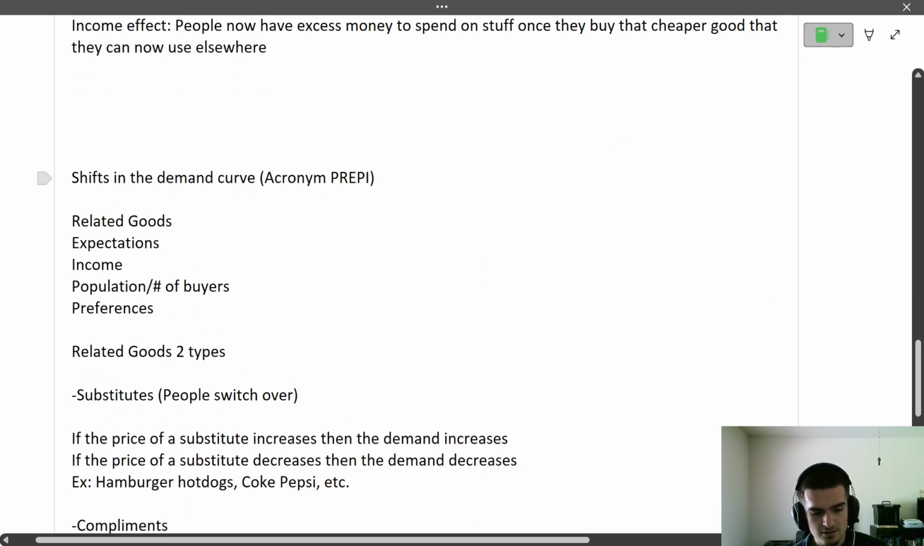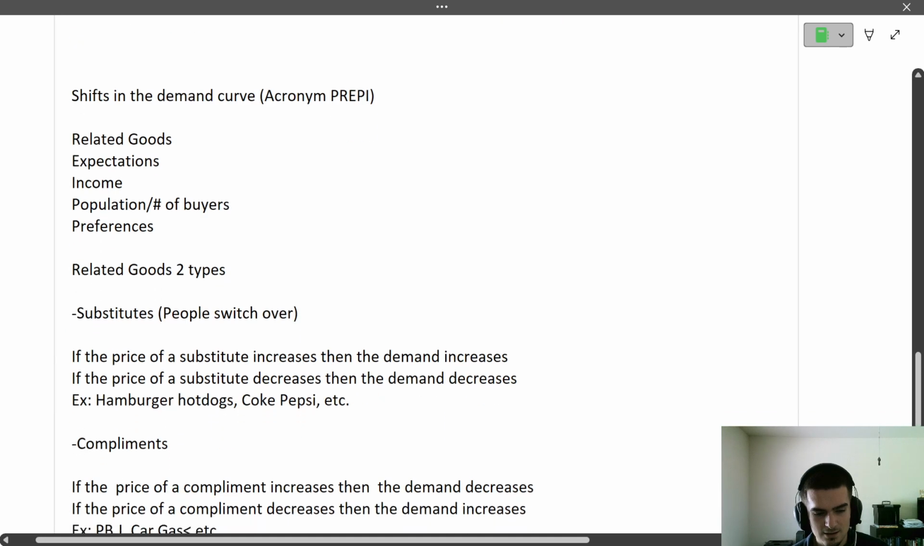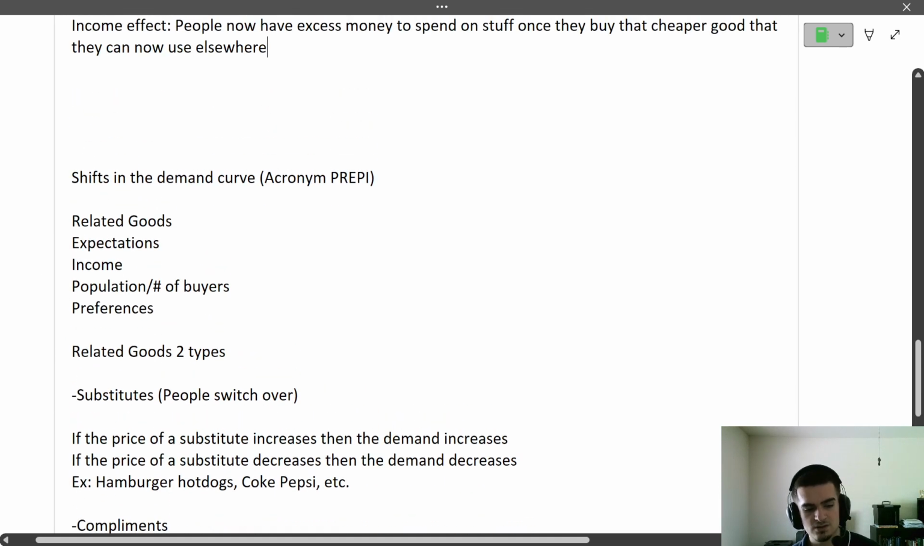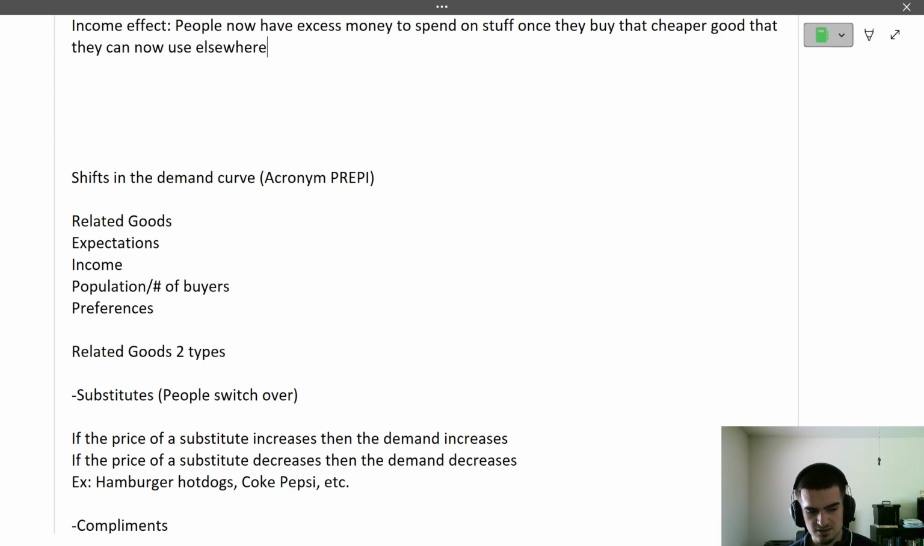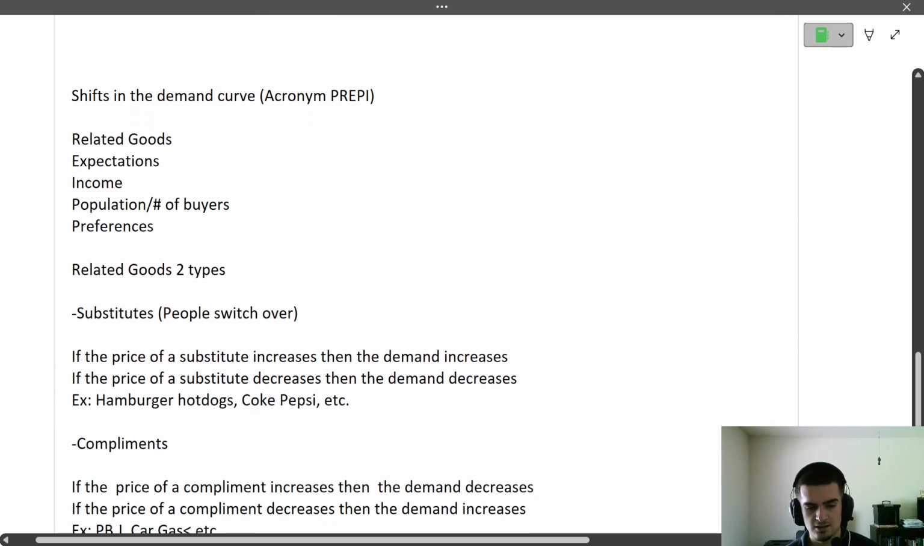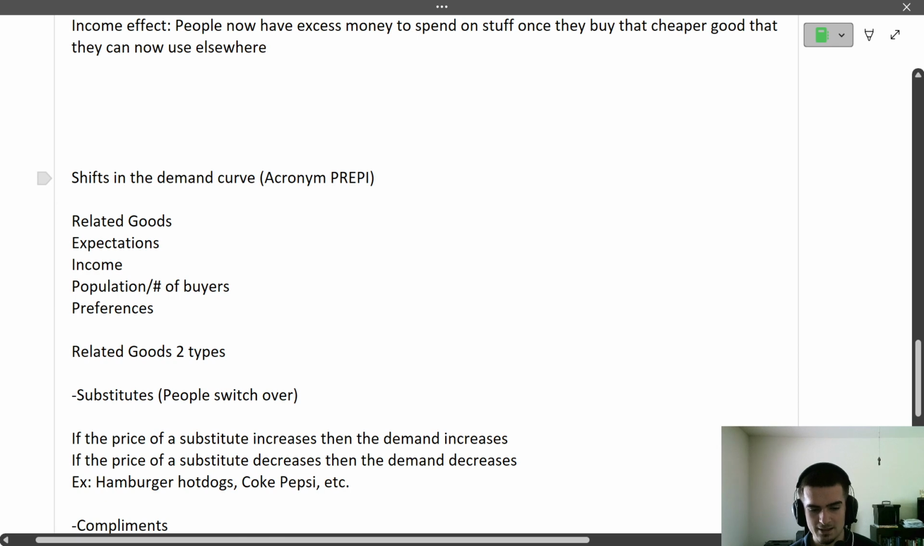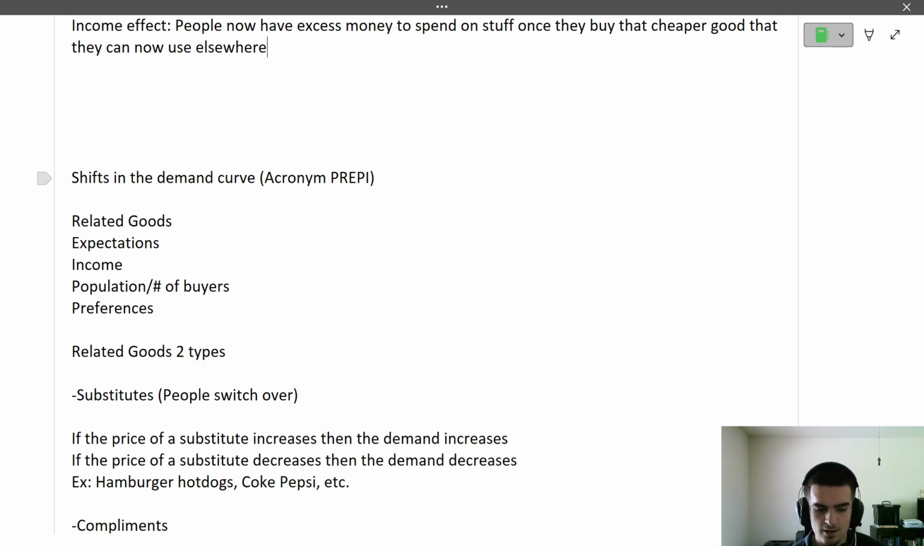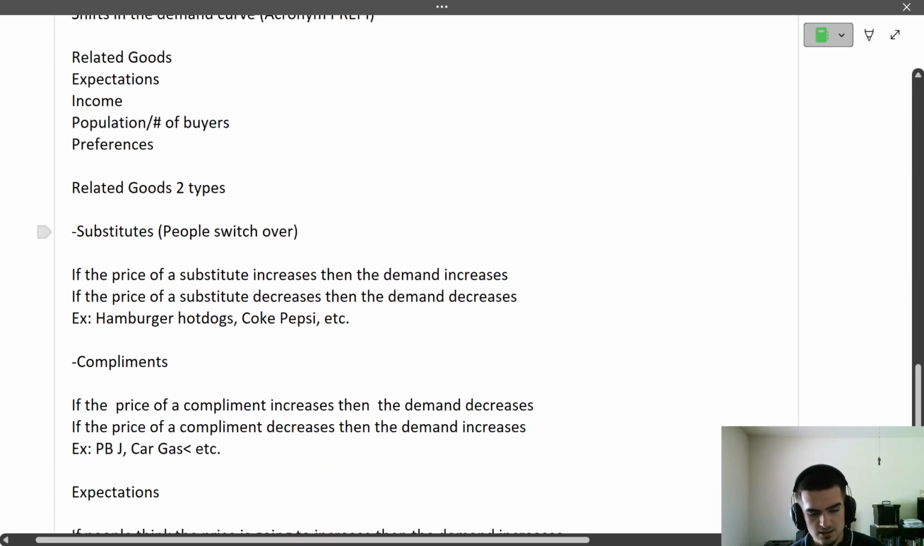So there are the shifts in the demand curve. There's five: related goods, expectations, income, population or number of buyers, and preferences. I have the acronym PREPI, but I think Mr. D has his own acronym, so whatever you use to remember it. There are two types of related goods: substitutes and complements. Substitutes are goods that people switch over between.